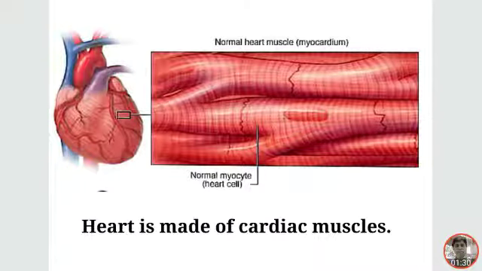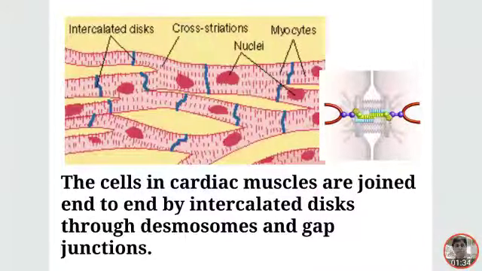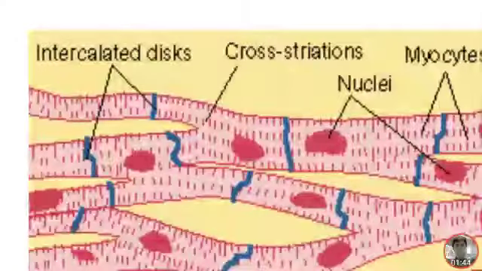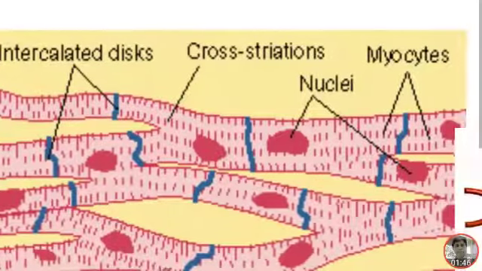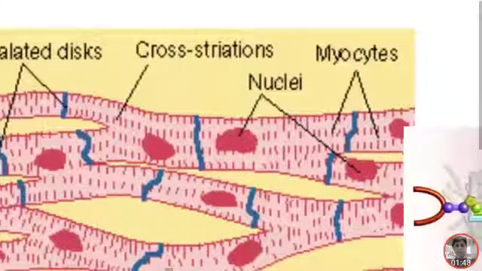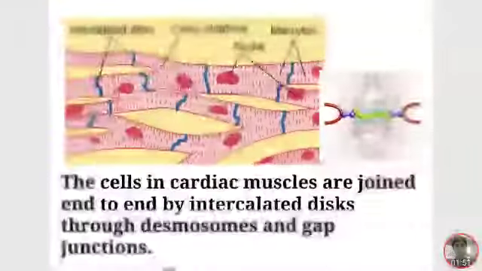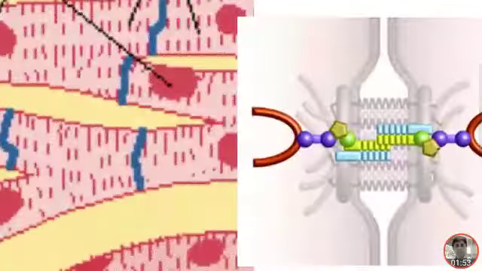The heart is made of cardiac muscles. The cells in cardiac muscles are joined end to end by intercalated discs through desmosomes and gap junctions. These are the intercalated discs, the cross striations, nuclei, and myocytes of cardiac muscle, and here are the desmosomes.